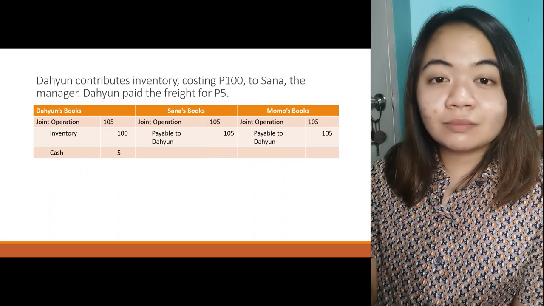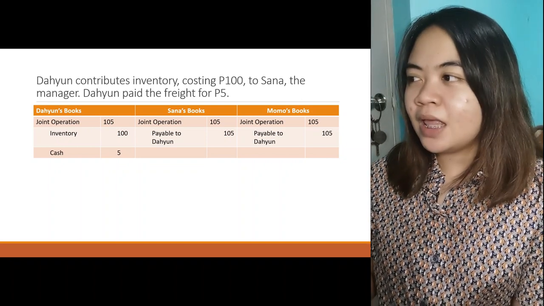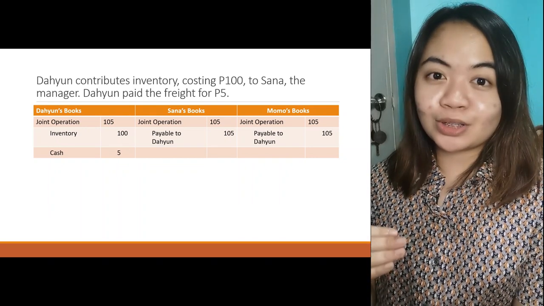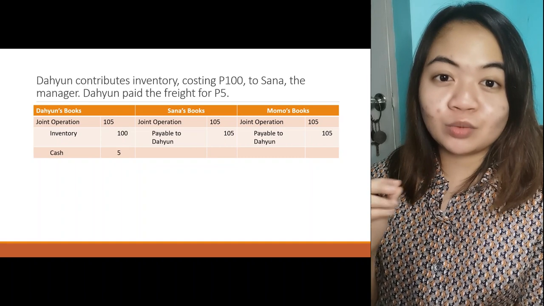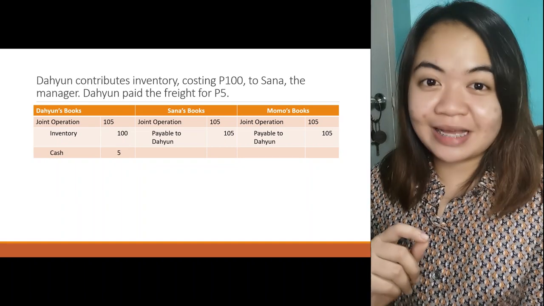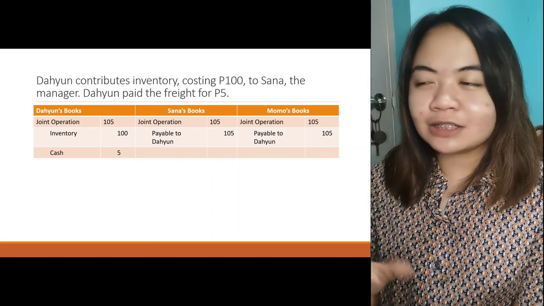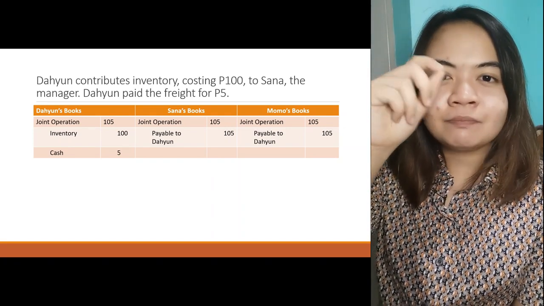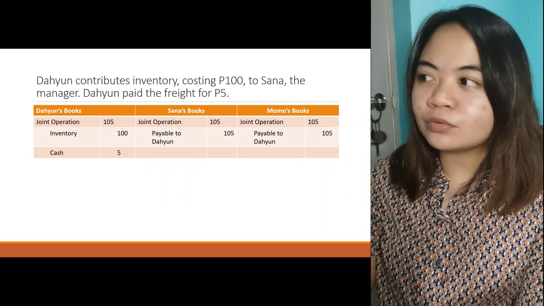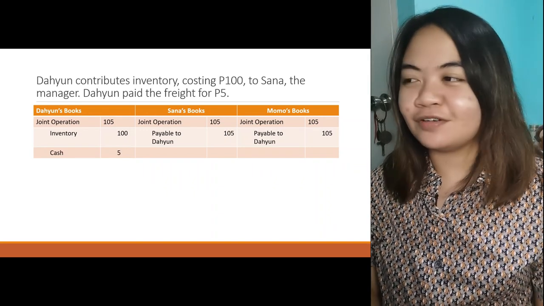Kay Dayon, because she is the one who contributed the inventory, merchandise contributions is debit sa joint operation. So, debit ka ng joint operation, 105. Okay? Kasama na dun yung freight in. Kasi naka-debit din naman yung freight in, isama mo na, 100 na merchandise contribution plus 5 pesos na freight in, you have total joint operation na ide-debit mo na 105, okay?